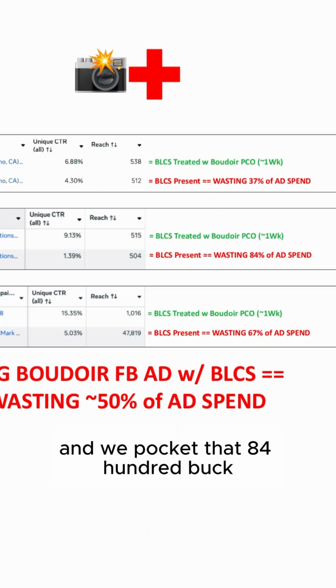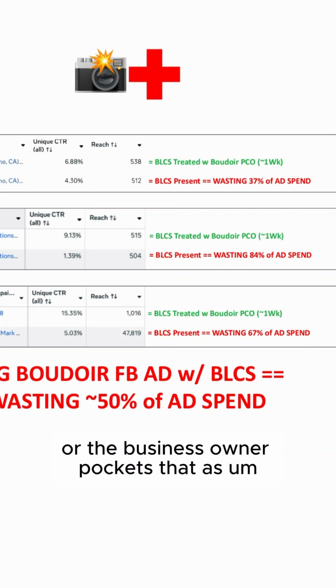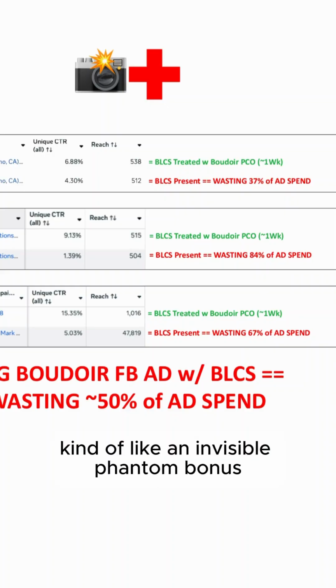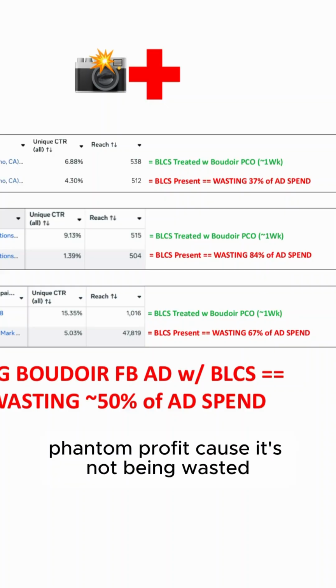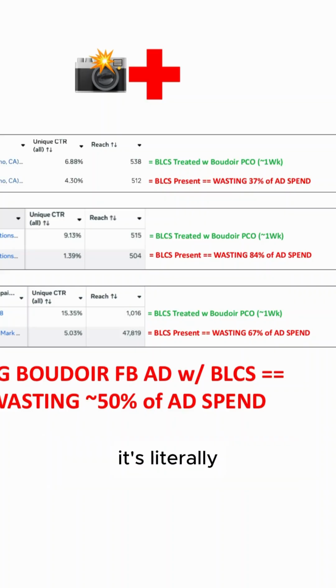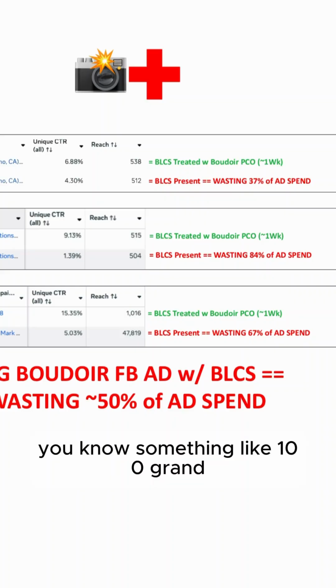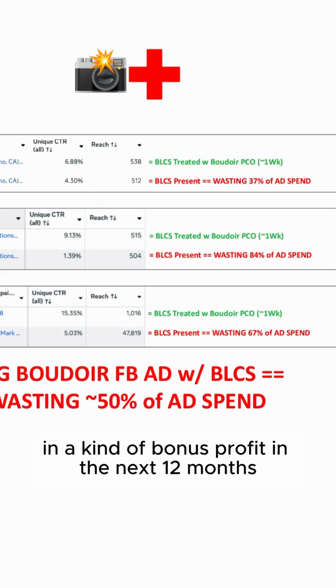So massive gains there, and we pocket that $8,400, or the business owner pockets that as kind of like an invisible phantom bonus, phantom profit, because it's not being wasted. It's literally something like 100 grand in kind of bonus profit in the next 12 months.